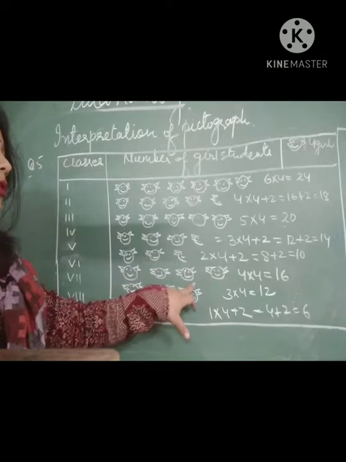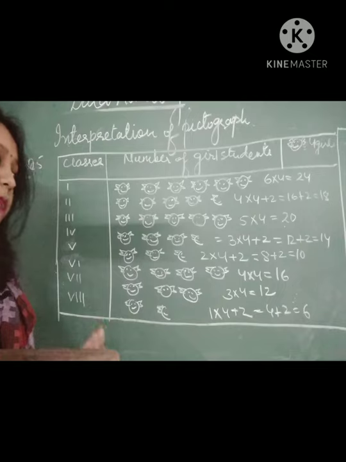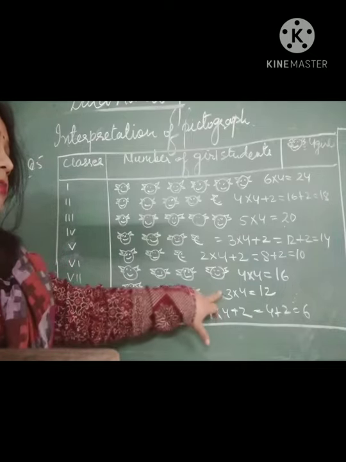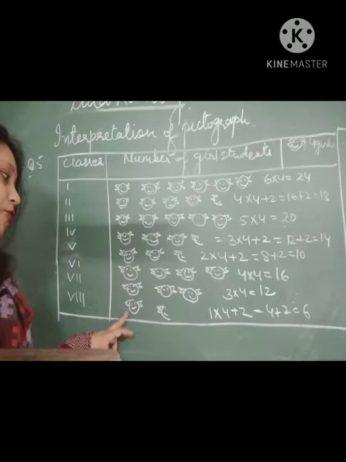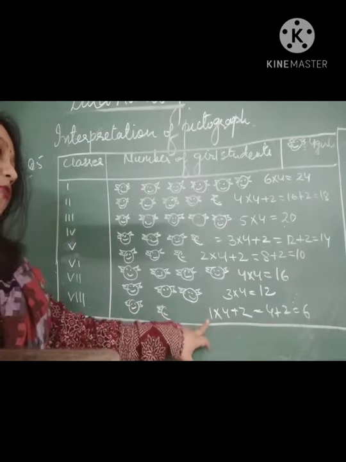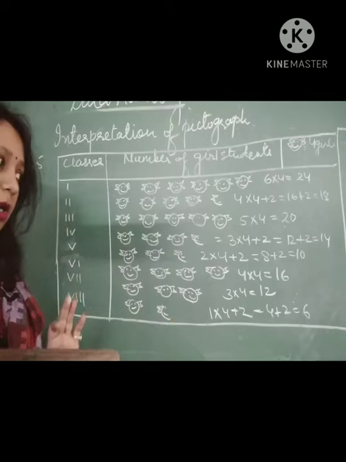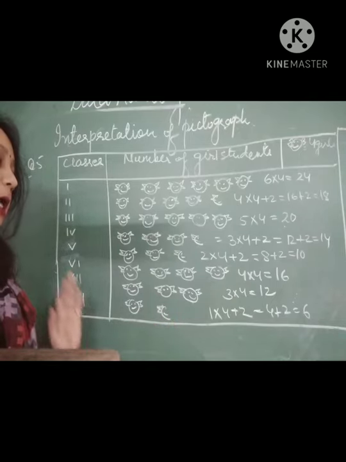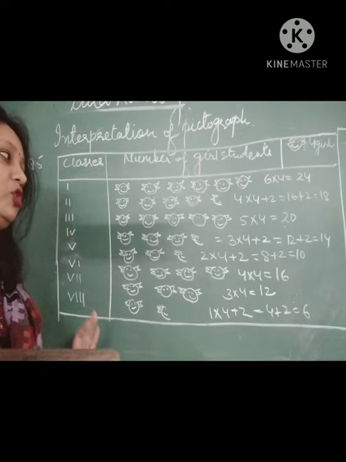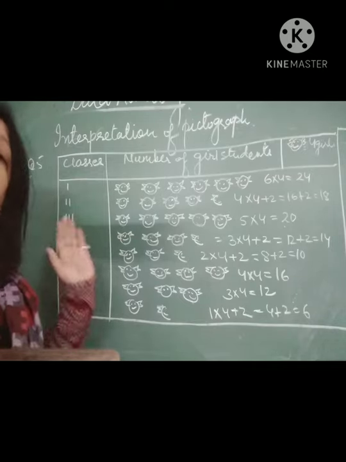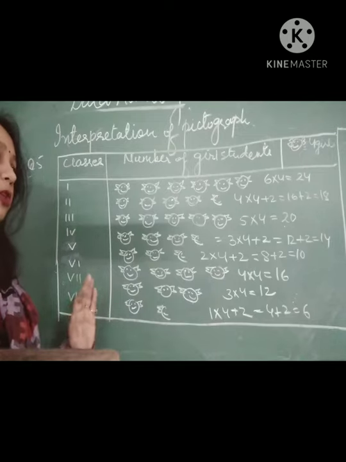1, 2, 3, 4. For 4 complete pictures, multiply 4 by 4. For 3 complete pictures, multiply 3 by 4. For 1 complete picture, multiply 1 by 4 and add 2 for the half picture in it. In this way, we can interpret the pictograph to get the data from it.